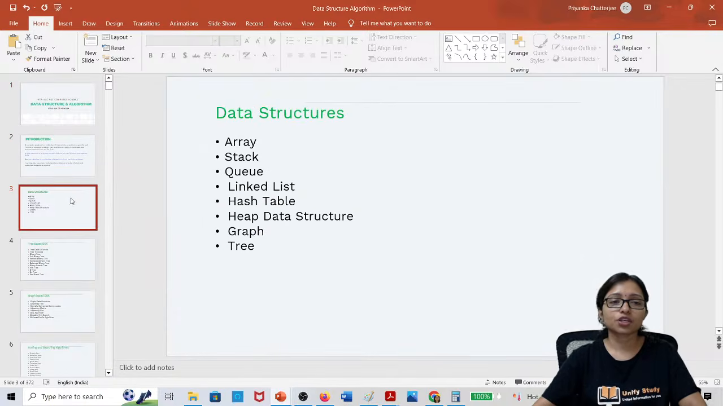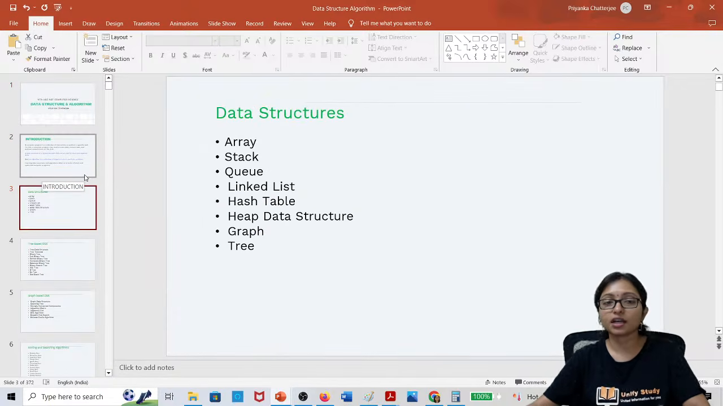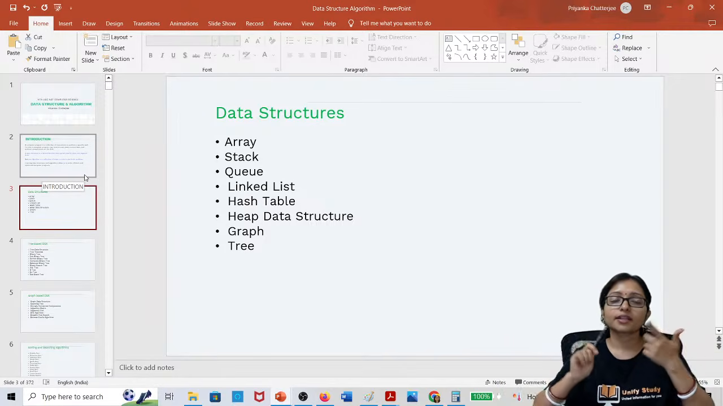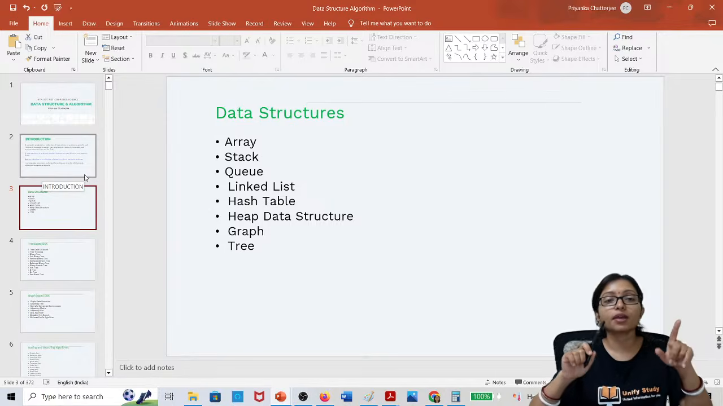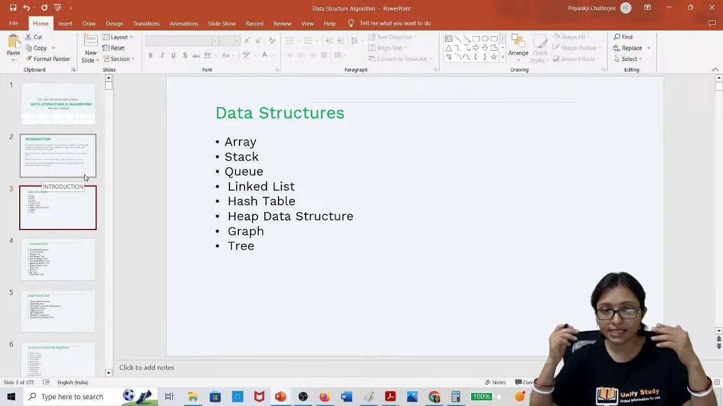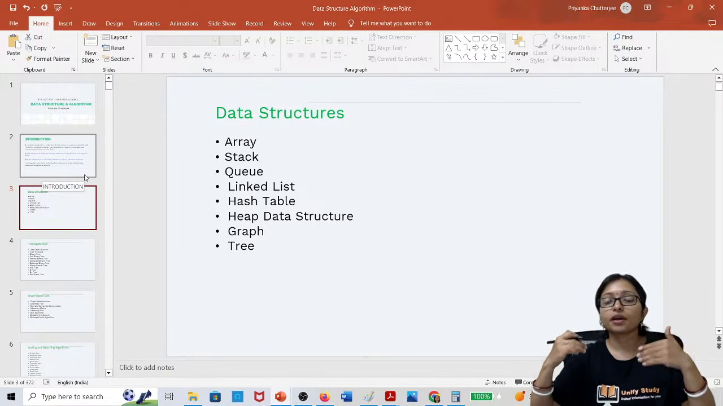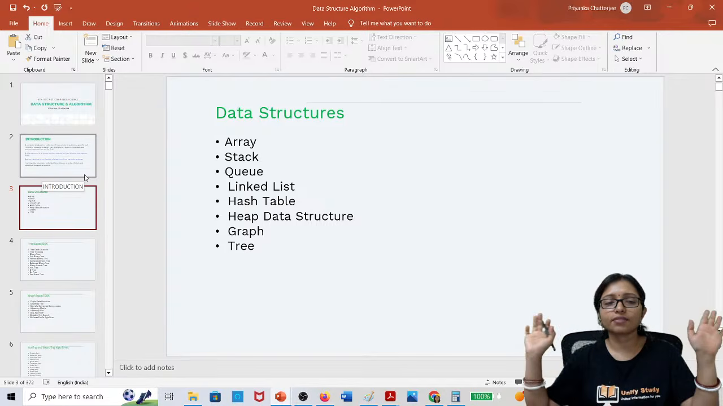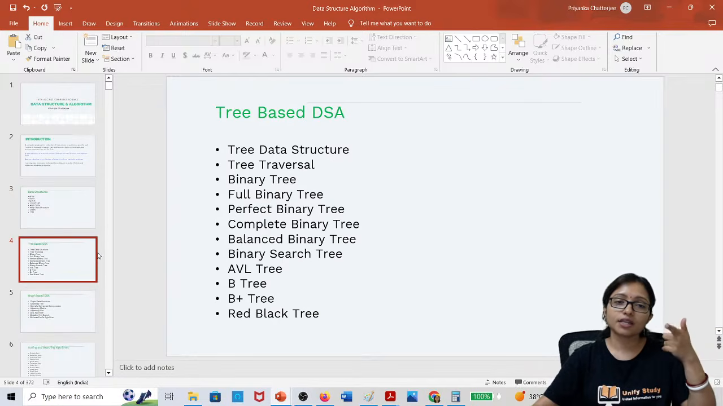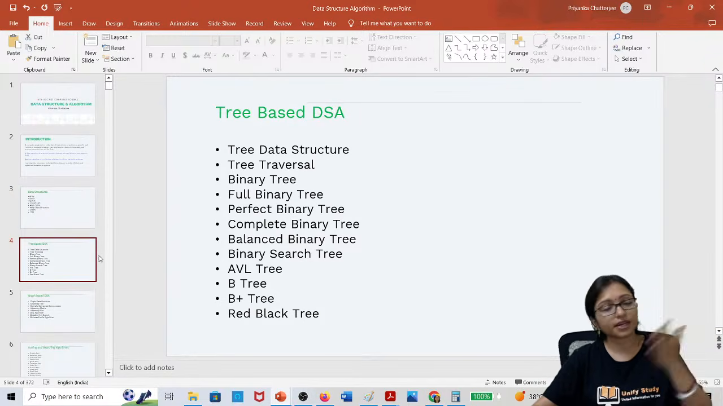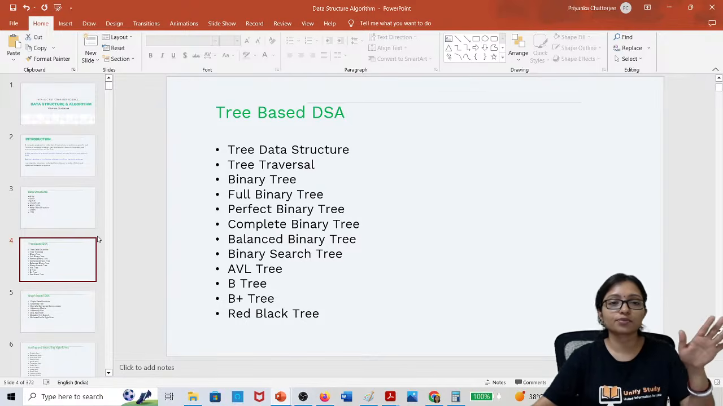In this revision, what are the topics coming under data structure and algorithm, from where mainly questions are coming? That is array, stack, queue, linked list, hash table. From here the main important parts are linked list, hash table, heap, graph, tree. Very important questions are always coming here. And next one is from the algorithm, here under tree. This is very important under tree, all types of tree.